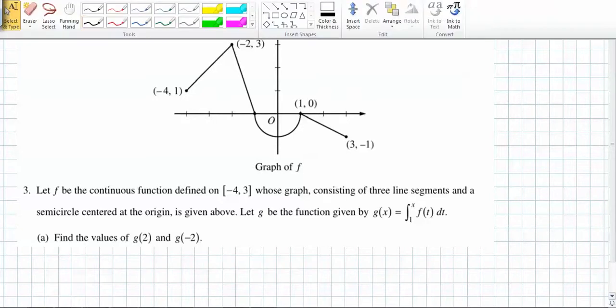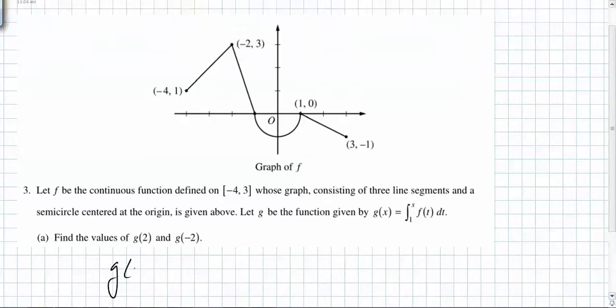So if you wanted to find g of 2, all you're doing is plugging in 2 into the function. So it's the integral from 1 to 2 of f of t dt. It's the area under the curve from 1 to 2. That's what it means, so you're going from 1 all the way to 2. You're just finding that area right there. So what is that area? It's negative a half.